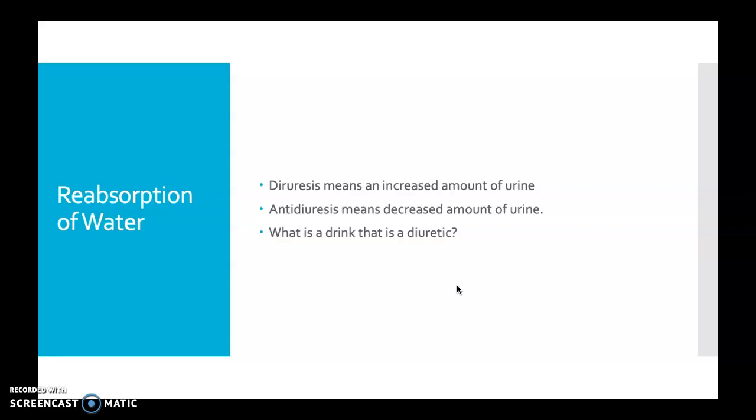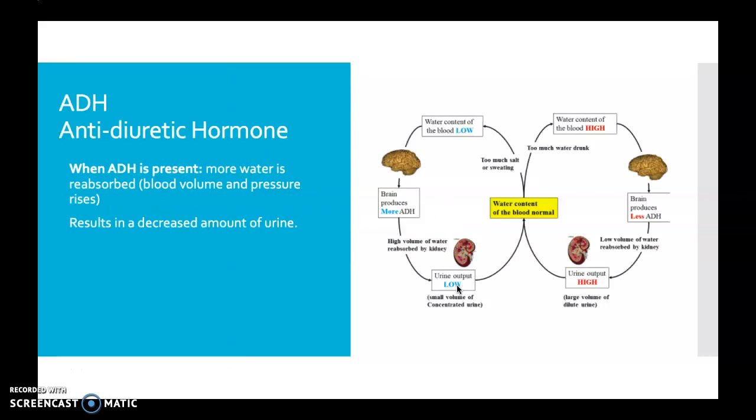So diuresis means an increased amount of urine, and antidiuresis means a decreased amount of urine. So you may have heard of these terms before. So think about when you're drinking something, maybe something you've had in the morning. What is a drink that is a diuretic? So think about that for yourself for a second. You can pause and take a second to think. So a diuretic would be something that would increase the amount of urine you have. Okay, so think about that, see if you get an idea.